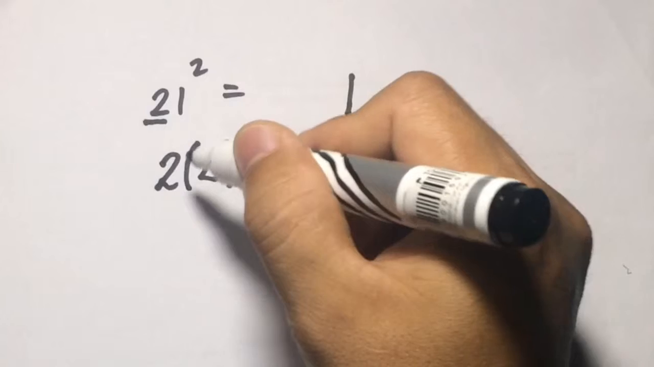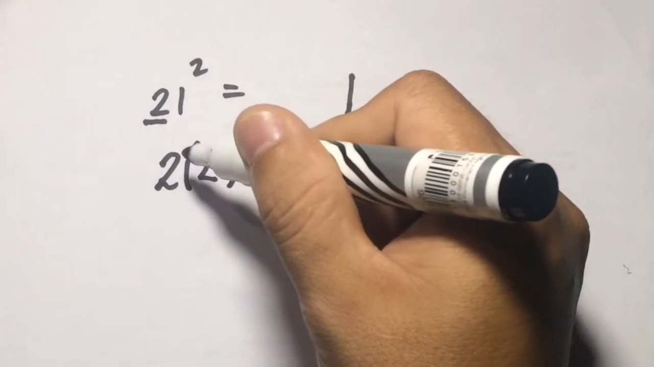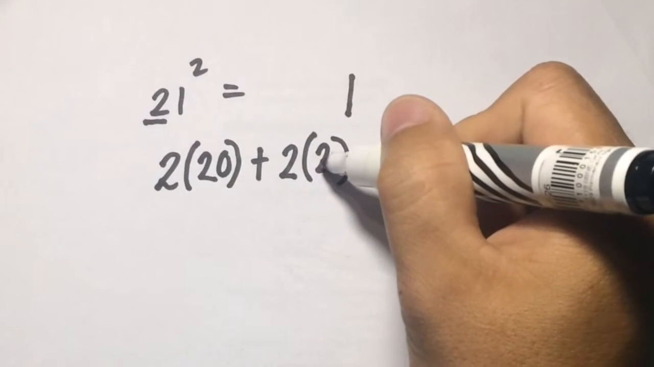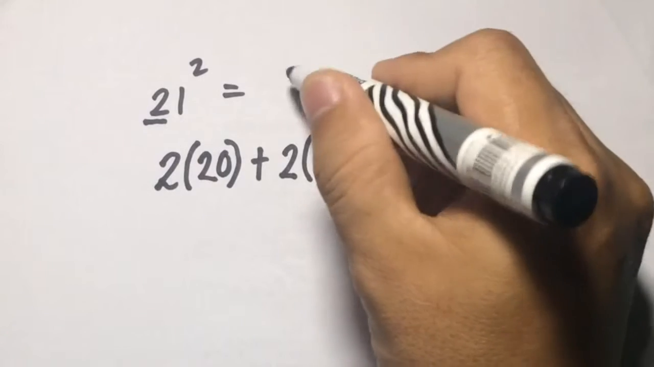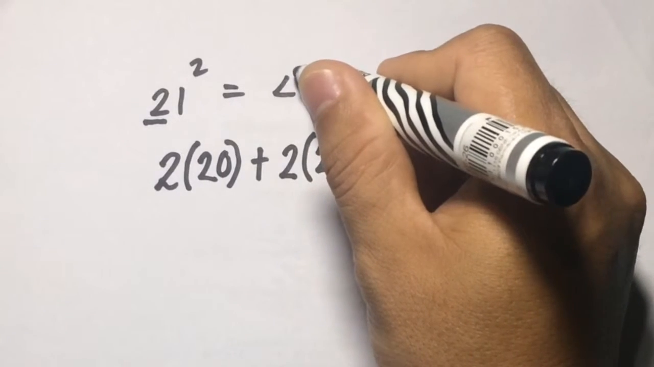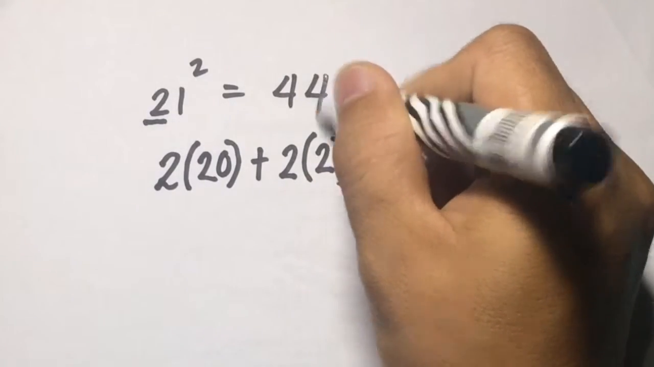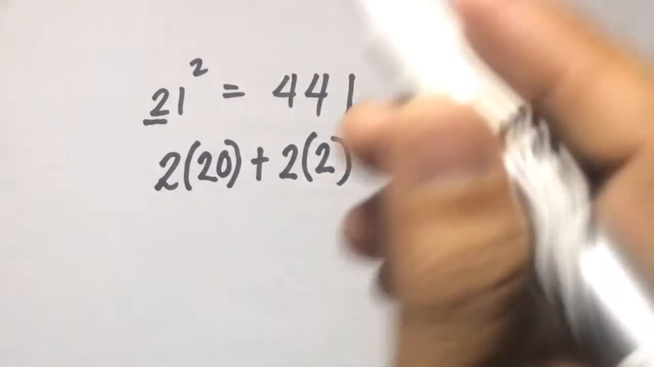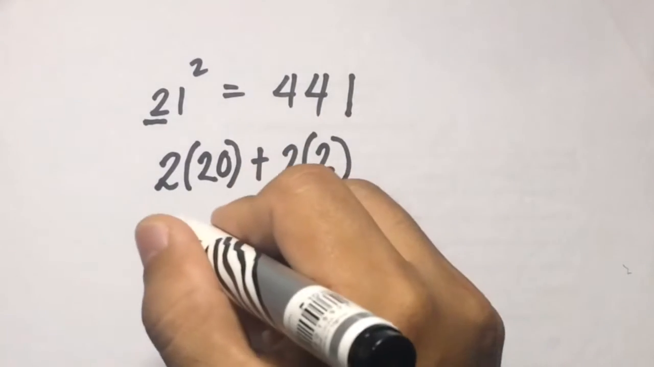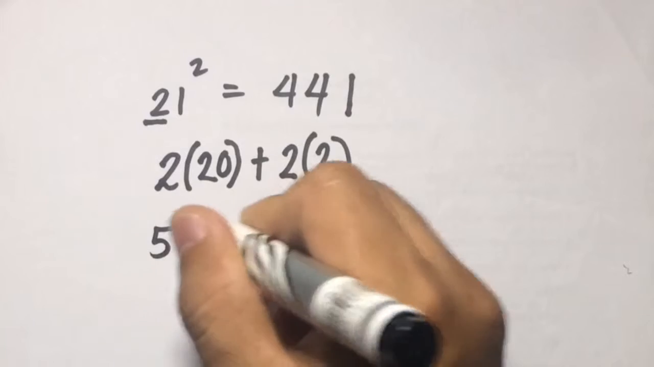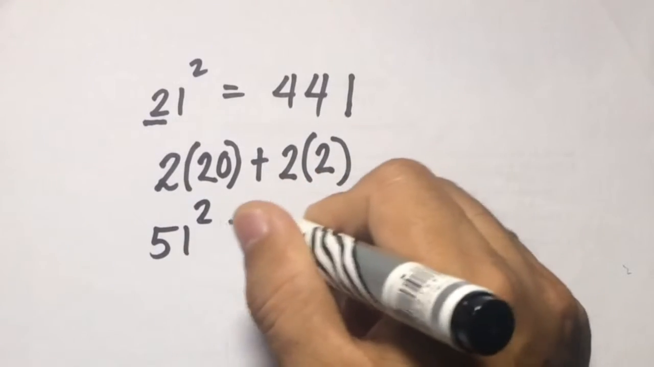So for our answer here, 2 times 20 is 40. 2 times 2 is 4. So we're going to have 44. So we're going to have 441 for our answer. Another example, let's have 51 squared.